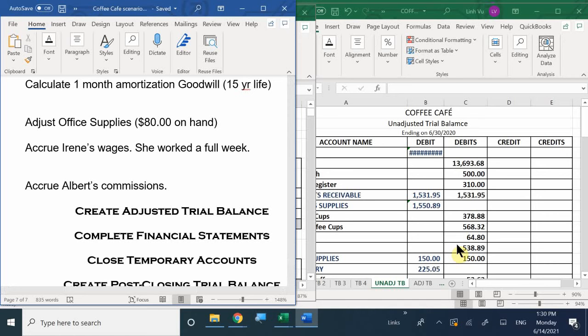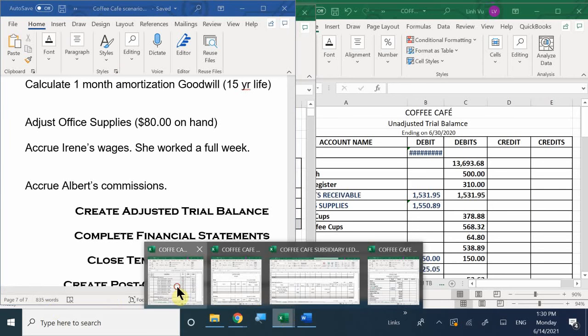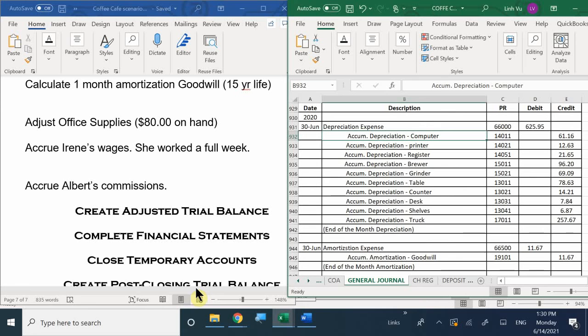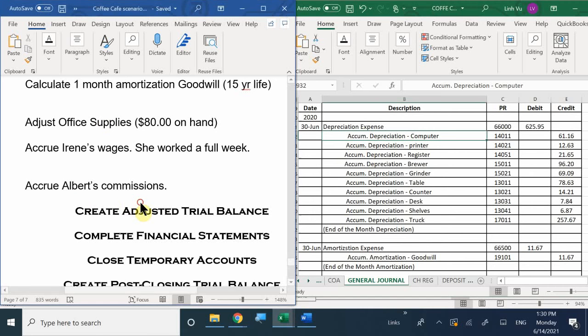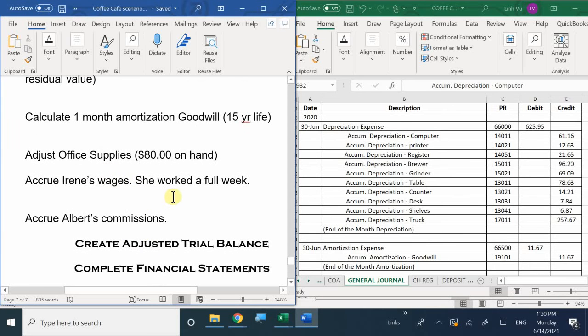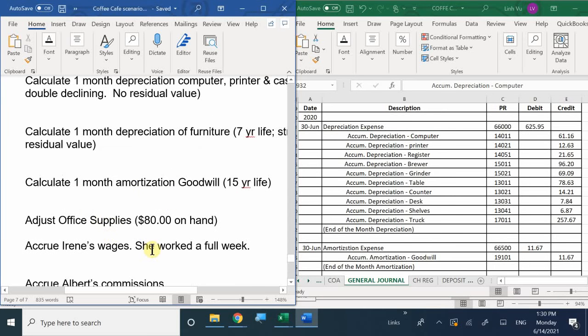So once again, this is where we left off, right? We just finished doing the depreciation and the amortization for all of our assets. And now let's go ahead and complete the rest, since we finished the last section where we did the amortization for the goodwill. So that's right here. What do we have next?